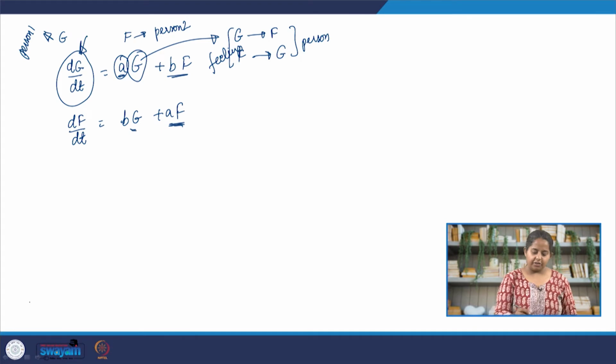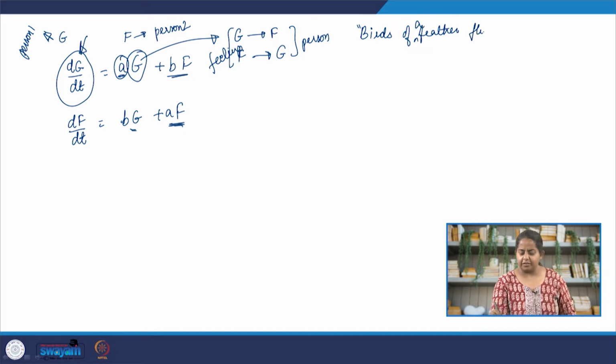Now this is a scenario where we are looking into a mathematical representation of the famous saying, birds of a feather flock together. I think it's birds of a feather flock together. I'm not an English literature person. I have not majored in English, so I may be wrong here.